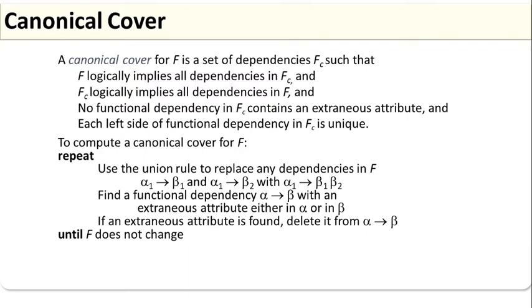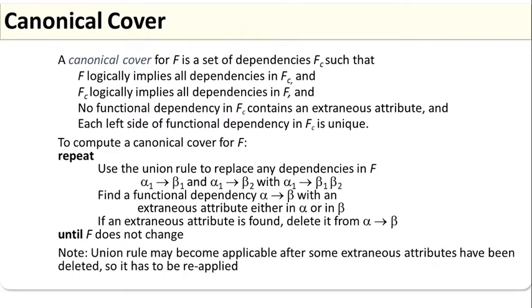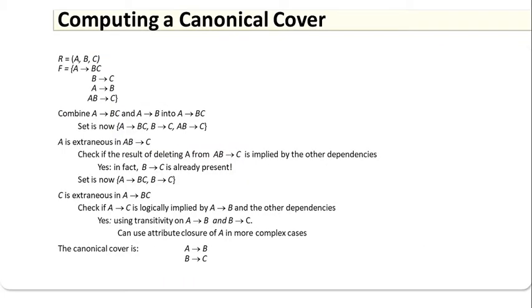Find a functional dependency with an extraneous attribute either in alpha or in beta. If an extraneous attribute is found, delete it from the dependency, until F does not change. Then this is the example. Here we have a relation with three columns A, B, C. Then A determines BC, B determines C, A determines B, and AB determines C. The canonical cover is obtained from this.